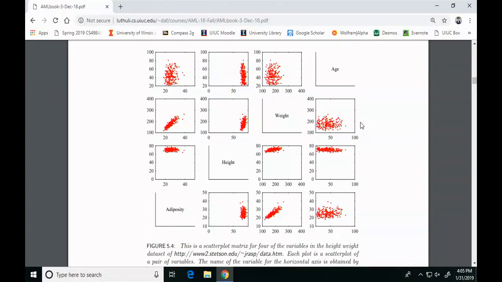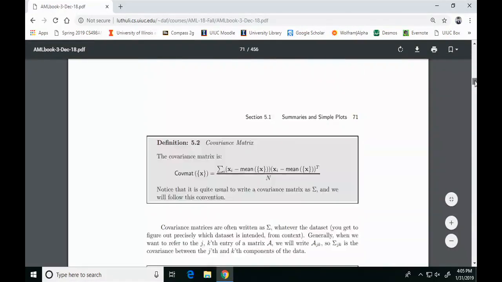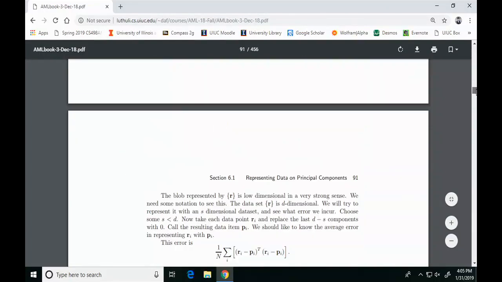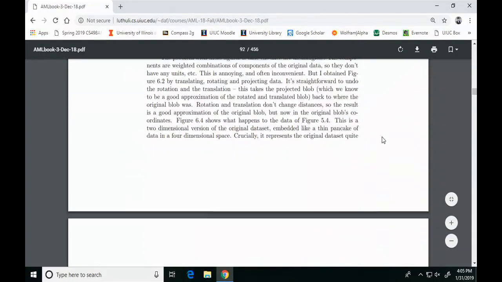But you can see, because you have a bunch of these thin blobs, and that is a technical term, oddly enough, you can kind of guess that this is a low-dimensional data set hiding in that high-dimensional space. So let's zoom forward to the principal components again.